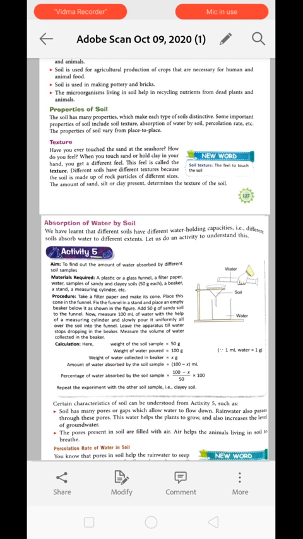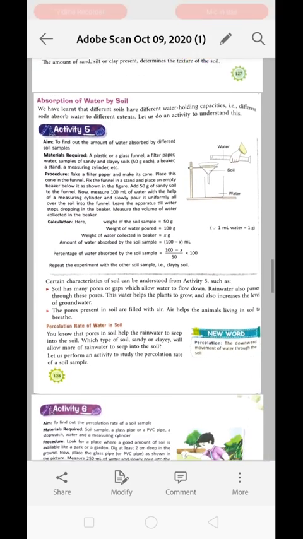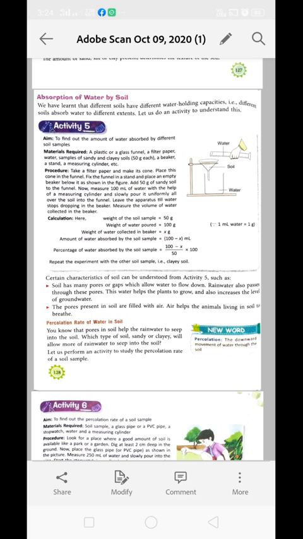Next is absorption of water by soil. When we put some amount of water over the soil, it gets absorbed by the soil, but the extent of absorption is different for different types of soil. For example, over here we have an experiment to prove this.